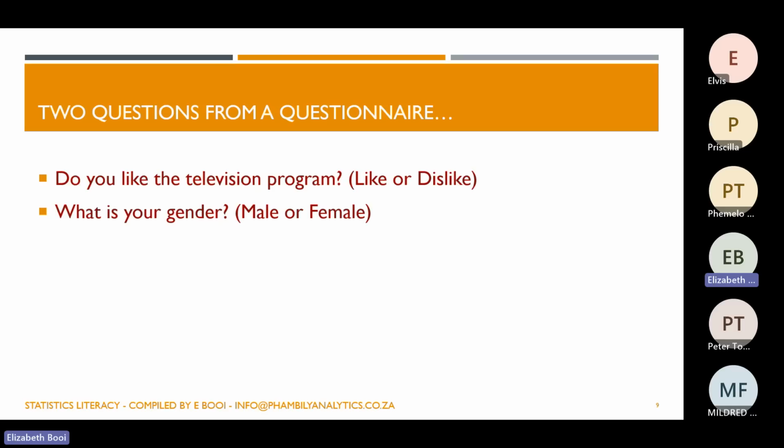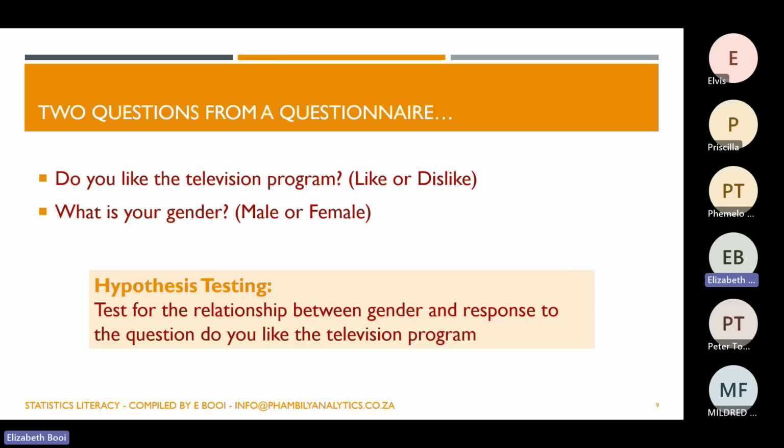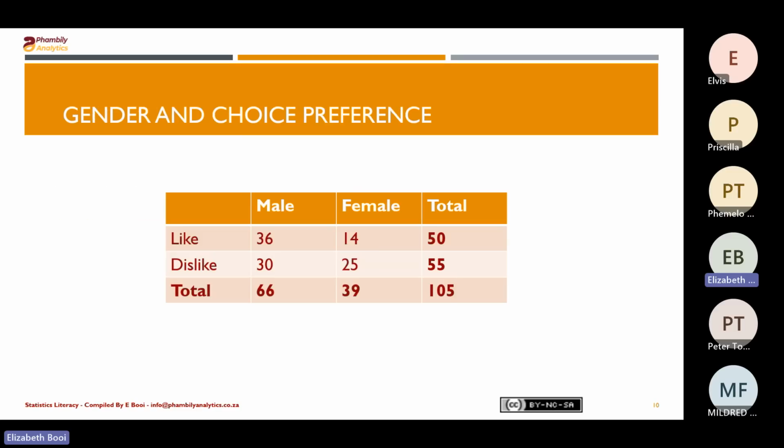Now, because we've got 2 categorical variables and we want to know if there is a relationship between gender and television program, and we collected the information and put it into a contingency table, we need to test this hypothesis to see if there is a relationship. We calculated the totals, and we can first start by writing our hypothesis testing.